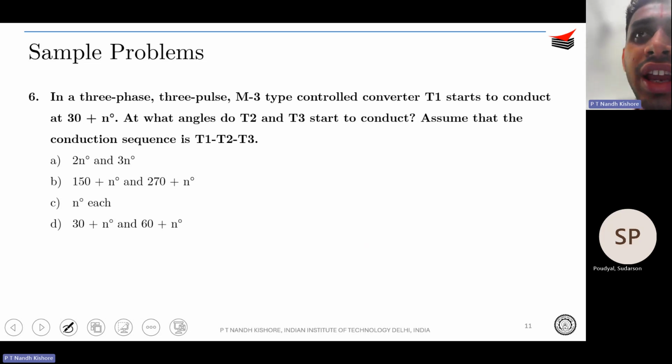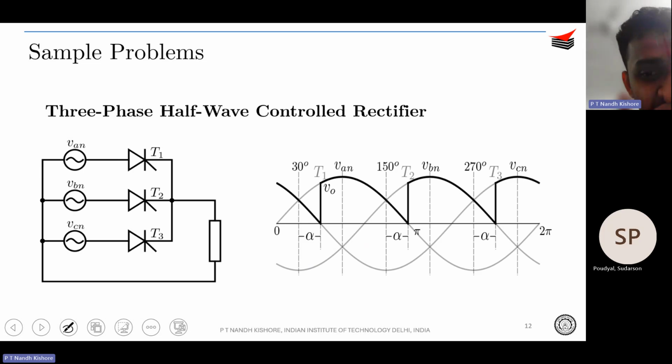Okay. So again, in this question, I think you are able to guess that since it's a three-phase three-pulse converter, the conduction of each of the thyristors is phase shifted by 120 degrees, right? Correct. So obviously, if T1 starts conduction at 30 plus N, the others T2 and T3 will start at 150 plus N and 270 plus N respectively. Correct. I guess it's option B. Yeah, and that's what is shown over here as well. So only then you will be getting this profile of output voltage. Correct. Okay. So then I will move on to the next question.